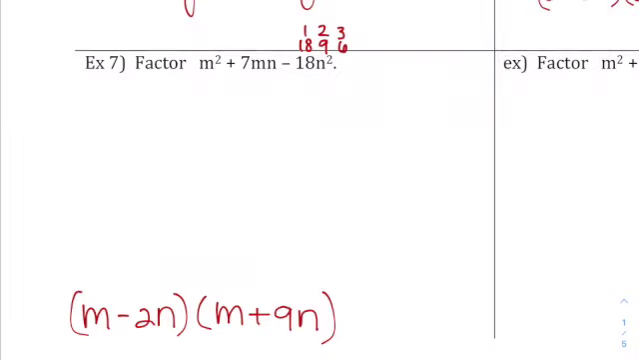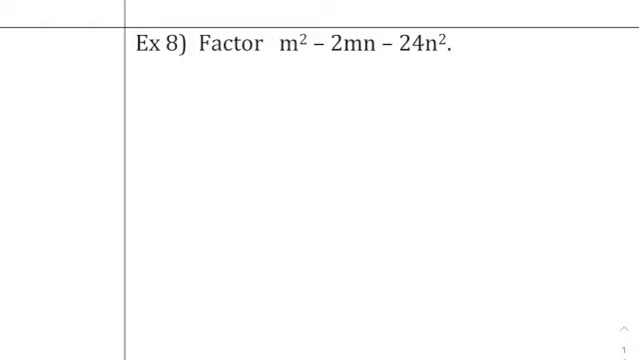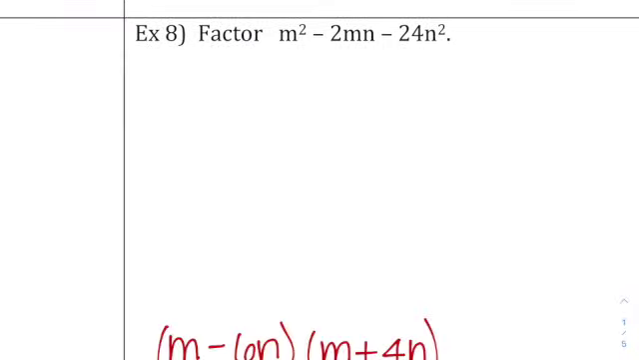And the answer for example number 7 is m minus 2n times m plus 9n. Pause the video and check back with your answer. Here's the answer for example number 8: m minus 6n times m plus 4n.